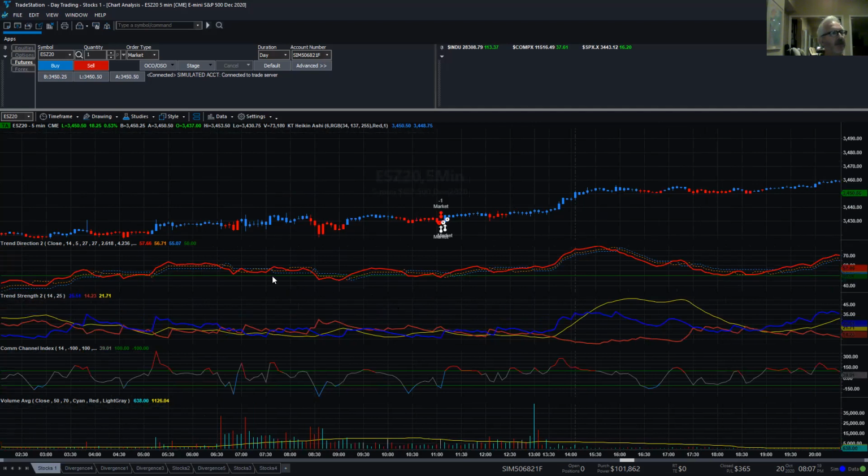Another example. This is 8:30 my time, 11:30 Eastern. The market comes down right here into bearish territory, recovers. On this move here, it starts to flatten and recovers a little bit. Not a great move because the market didn't do much, hardly anything that day. It was almost completely flat.